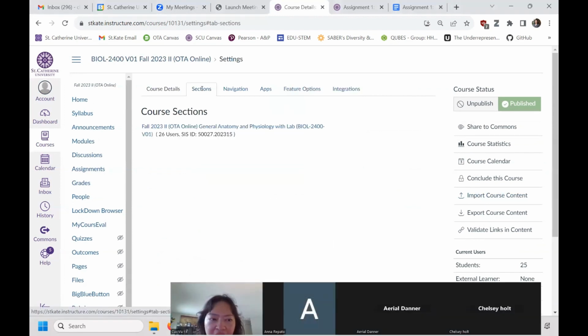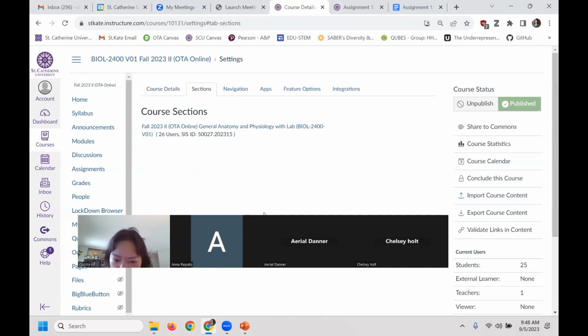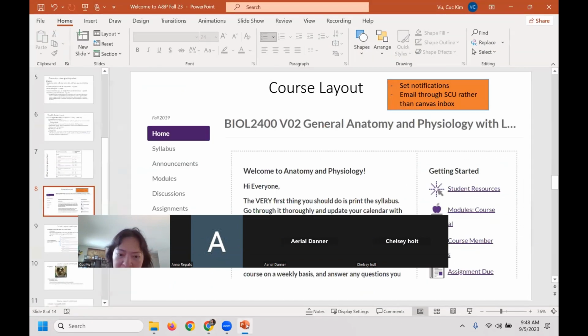Okay. All right, so this is a new Canvas for me. I normally use the other Canvas. Poor excuse, but it's an excuse. So let me figure out where the notification is. But you can set up notifications so that you are either emailed or texted about the changes. Okay. All right.